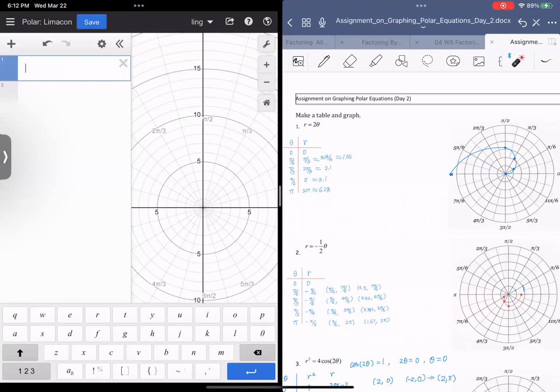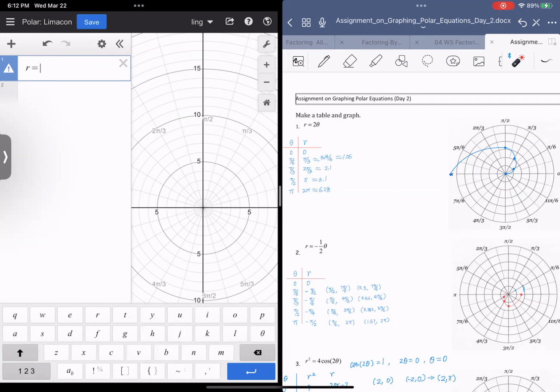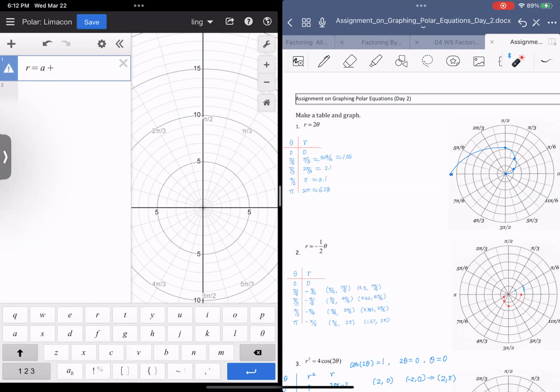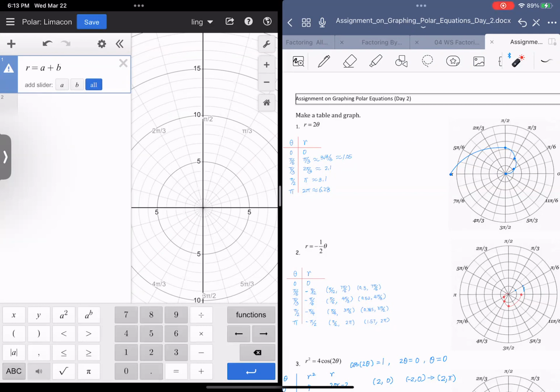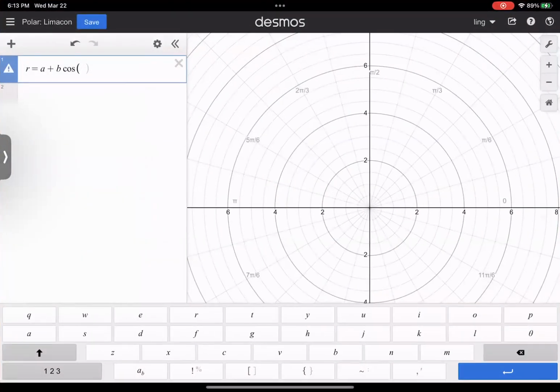All right. R equals A plus B times cosine. And then when you do this, you see this location of theta. When you choose the letters, you will see the theta on this location. Are you with me? Do you have it now?